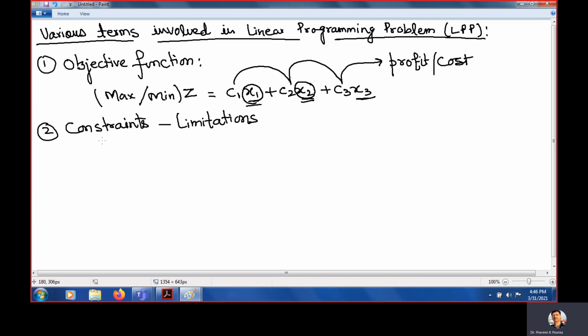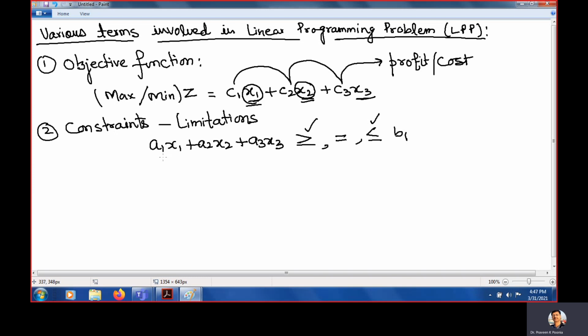So whatever business we are doing, whatever problem we are studying, everywhere limitations are there. Clear? So limitations are of what type? A1 x1 plus A2 x2 plus A3 x3. And you may use greater than equal to, equal, or less than equal. Clear? In our course, we have 2 types of problem: greater than equal, less than equal. No equal type problems. Clear? And here is B1. This is the constraint.